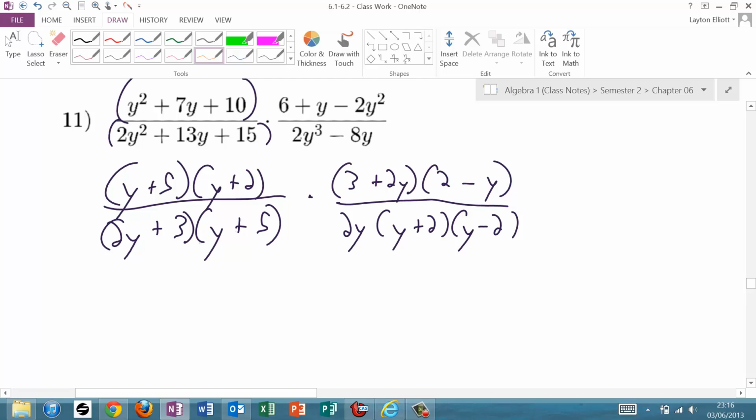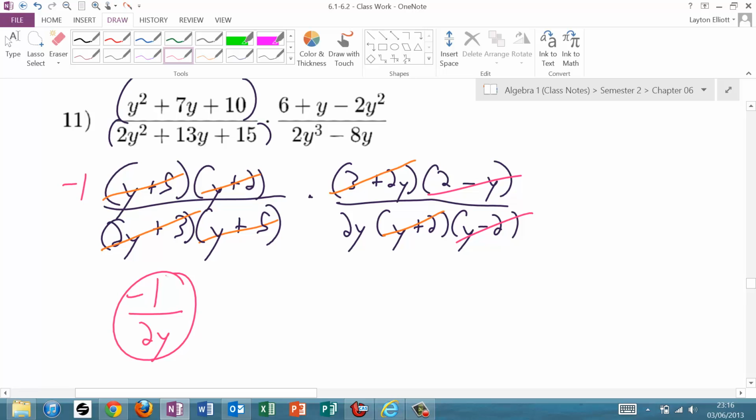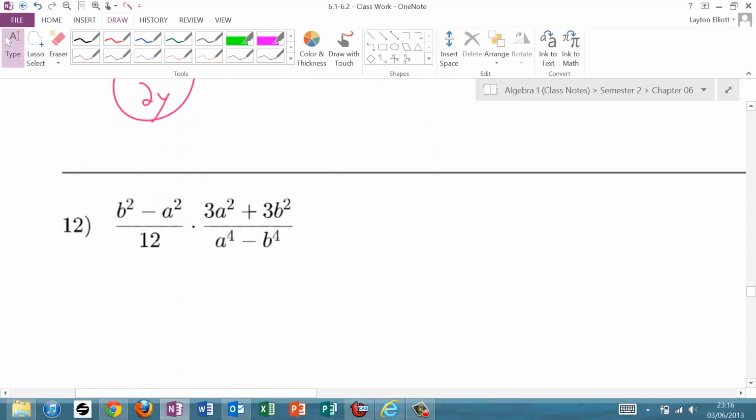So now let's cancel what we have in common. Y plus 5's go. Y plus 2's go. 3 plus 2y and the 2y plus 3's go, because those are really the same thing. The 2 minus y and the y minus 2 become a negative 1 somewhere. I'll just put it right here. And that leaves me with a negative 1 over 2y.